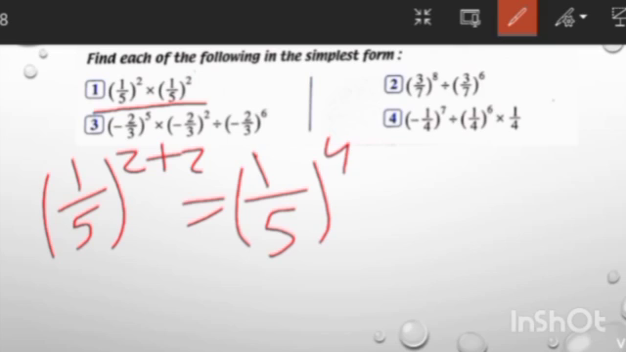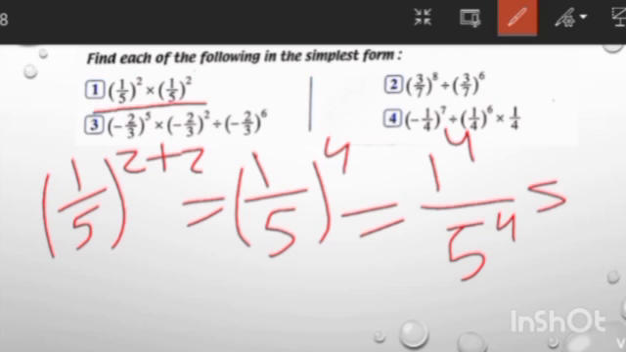Okay. Then 1 over 5 to the power 4 is 1 to the power 4 over 5 to the power 4, which equals 1 over 625.